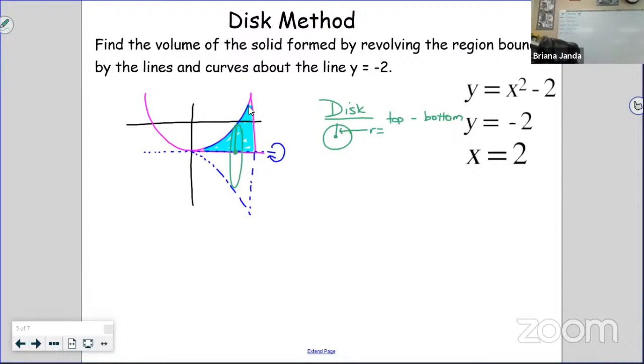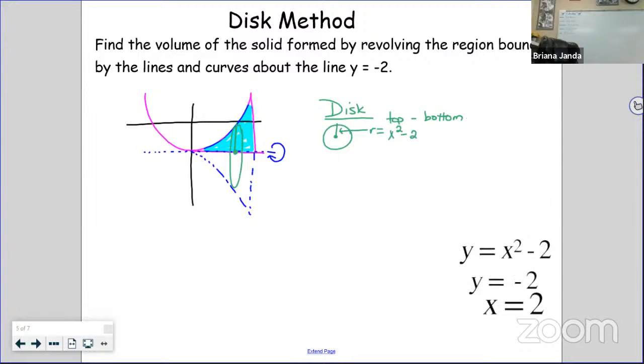Our top function is that curve, x squared minus 2. And our bottom function, so there's our top function minus our bottom function, is that line y equals -2. So just -2, okay? Now this one kind of cleans up, things seem to disappear. They're not disappearing, but it does simplify a bit. I would probably not leave it like this. Minus -2 becomes +2. And then x squared minus 2 plus 2 cleans up nicely to x squared.